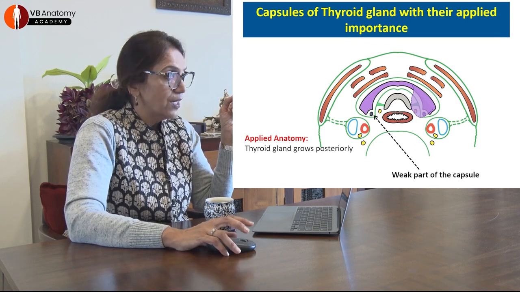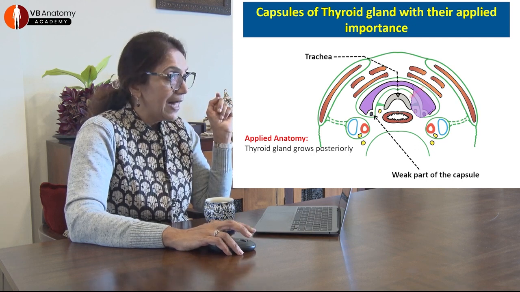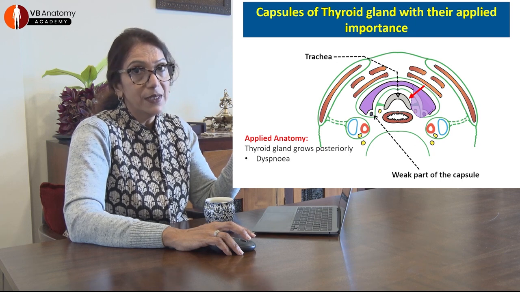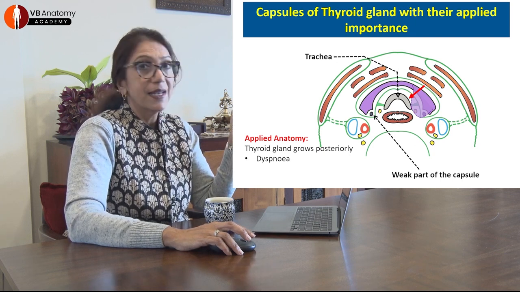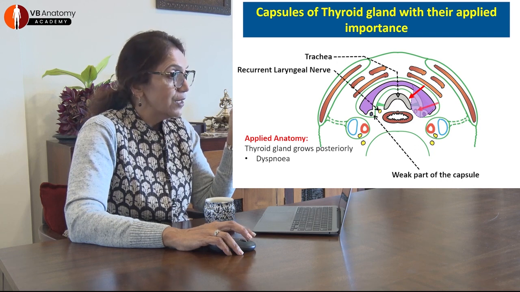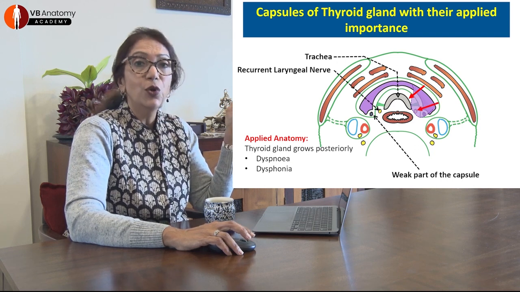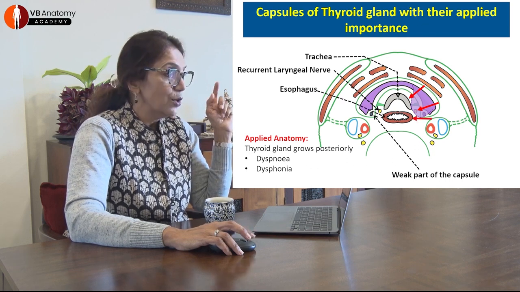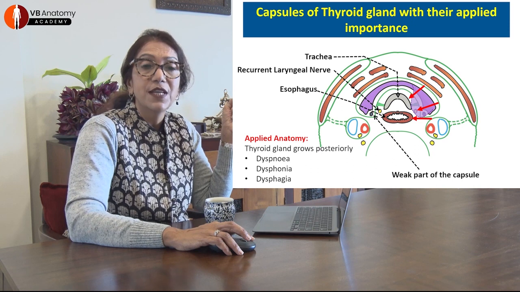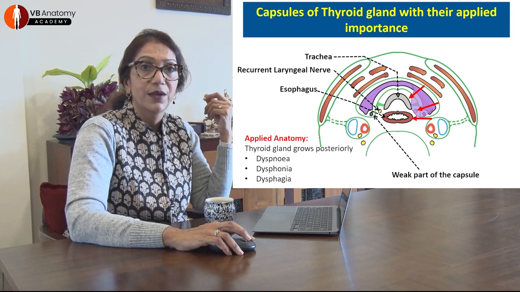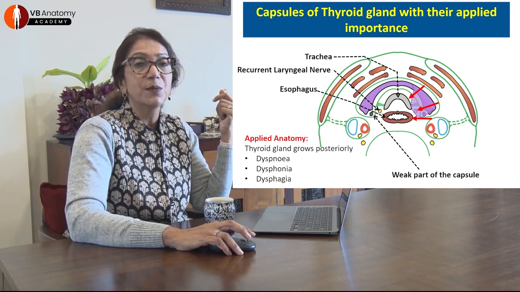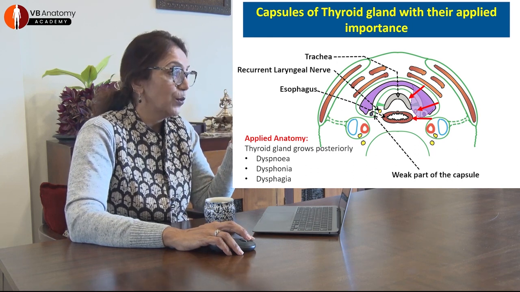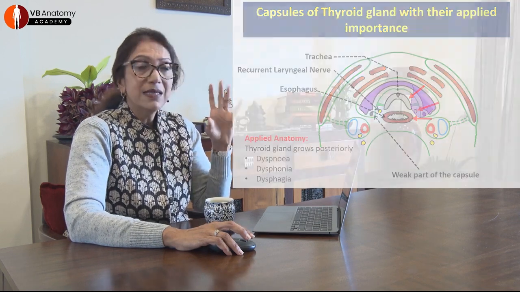Okay, so first structure here, that's the trachea. When that gets compressed, patient comes with dyspnea, difficulty in breathing. Next one here is the recurrent laryngeal nerve. When that gets compressed, patient comes with dysphonia. The last one here is the esophagus. When that gets compressed, patient comes with dysphagia, difficulty in swallowing. Got it? So these are the three symptoms that you might have patient coming with when they have a thyroid swelling.